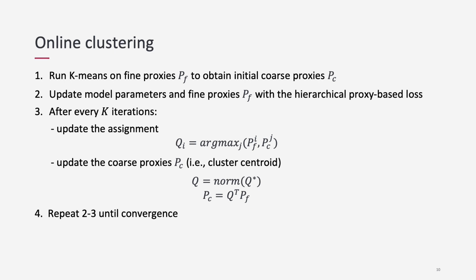Our online clustering algorithm works as follows. First, we perform clustering on the fine proxies to obtain the initial coarse proxies. Then we apply our hierarchical proxy loss to update the embedding network and the fine proxies. And every k iterations, we update the proxy assignment by reassigning each fine proxy to its nearest coarse proxy. Then, according to this assignment, we set the coarse proxies to be the center of the corresponding fine proxies. We repeat steps 2 and 3 until convergence.